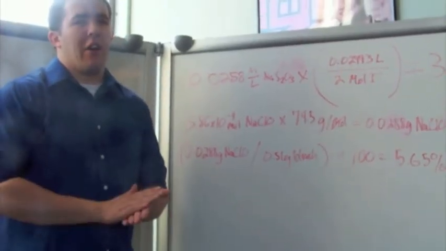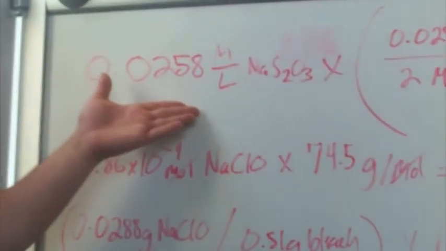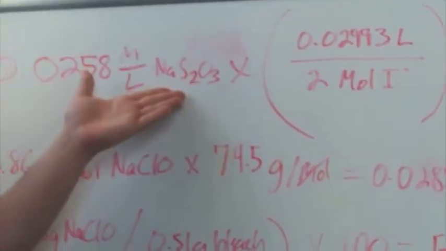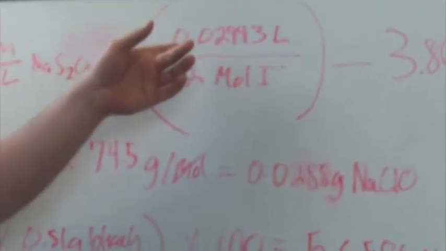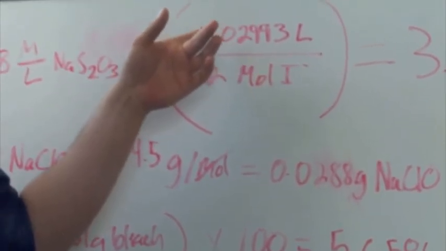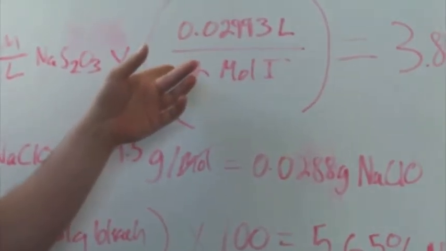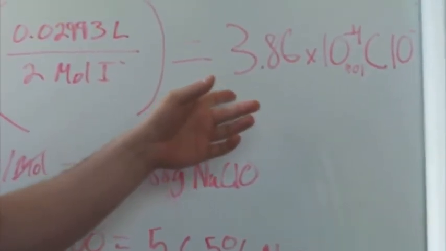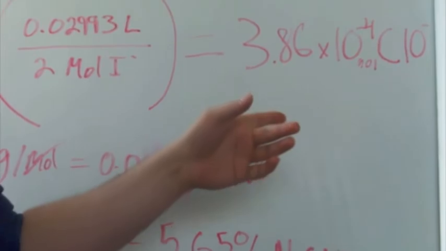Alright, so these are our calculations. We have our original molar concentration of our sodium thiosulfate. We're going to multiply that by the final volume in liters we used in our burette, and divide that by the molar ratio to I. So we end up getting 3.86 times 10 to the negative 4 moles ClO.